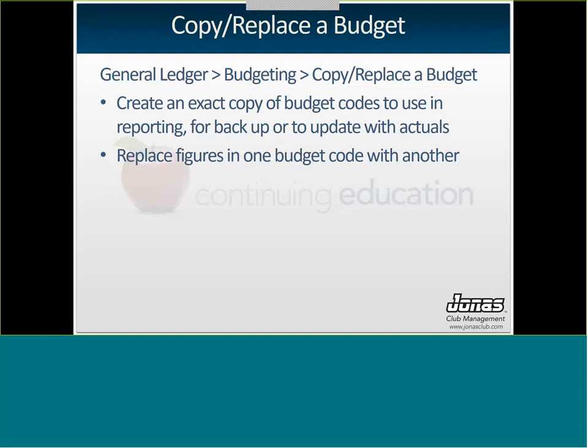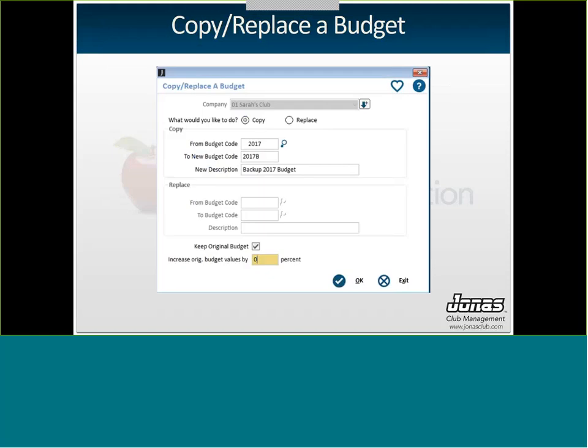So you also have the option to replace the figures in 1 budget code with another. So I flip to the next slide here. So the reason that you might want to do this is either to create a backup, or if, say, your 2017 budget is in JONAS and your 2018 budget is the 2017 budget but 2% higher, what you can do is create a copy from 2017 to 2018, keep the original budget, and increase the budget values by 2%. So then you don't even have to go in and do any manual entry of those figures, because JONAS will do those calculations for you.